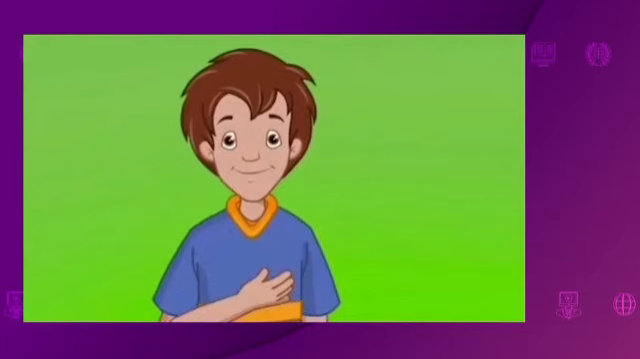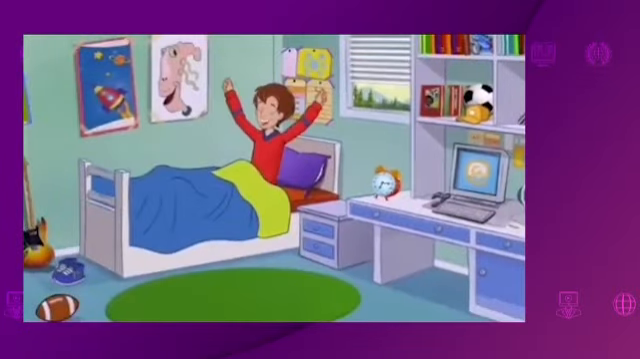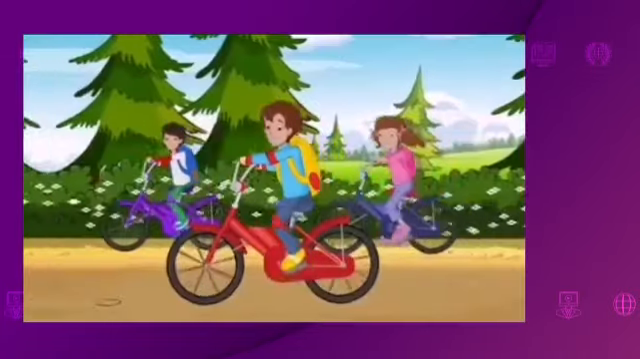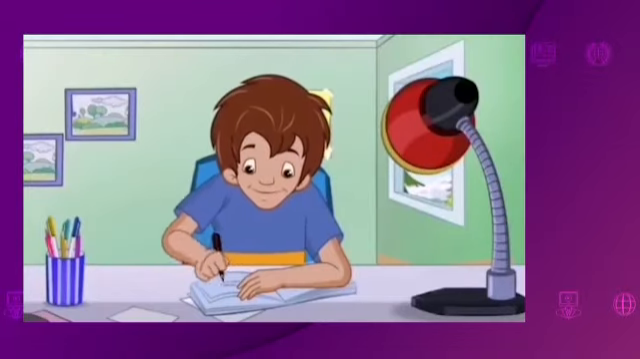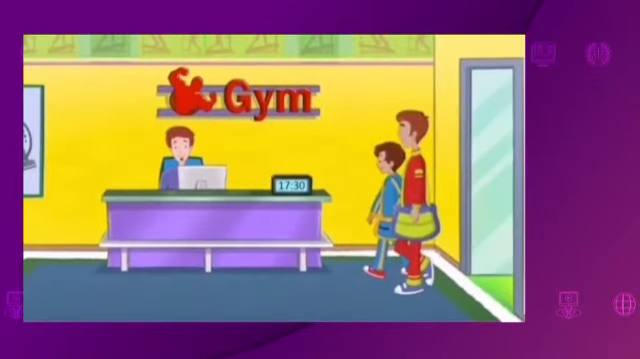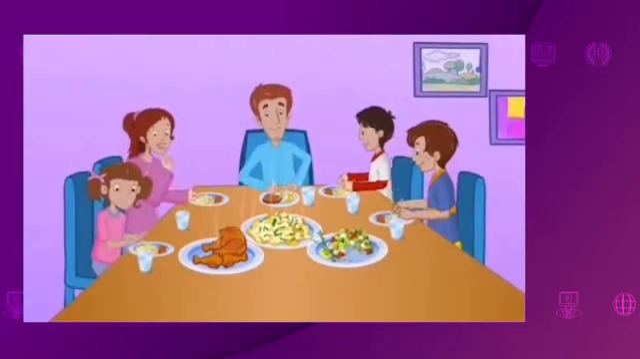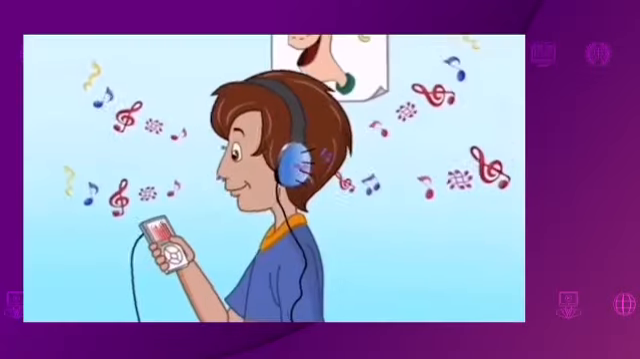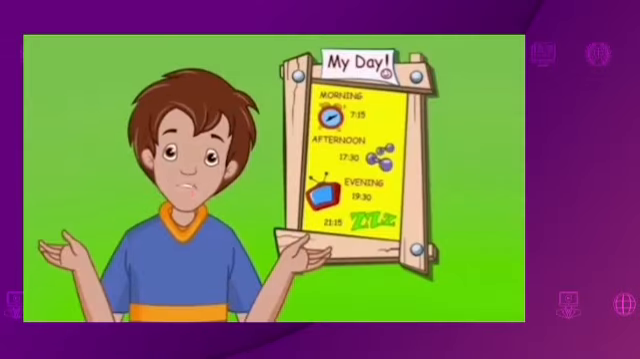Hi, I'm Jake, and this is my day. I get up at 7:15 every morning and have breakfast. Then I go to school. I usually ride my bike to school. In the afternoon, I always do my homework. Then, at 5:30, I go to the gym with my dad. At 7:30 in the evening, I have dinner with my family. Then I sometimes watch TV or listen to music. I go to bed at 9:15. That's my day, and it's always a happy one.